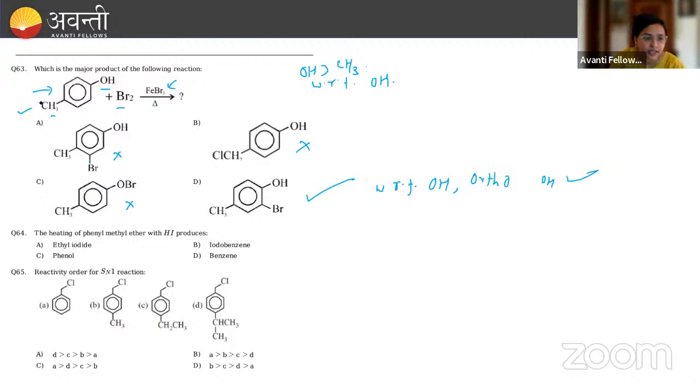Next, the heating of phenyl methyl ether with HI produces ethyl iodide, phenol, iodobenzene, and benzene. What will be the correct answer for this? Very simple. Yes, phenyl methyl ether, react the ether with HI, what will you get? Yeah, someone has responded. Phenol. Okay.